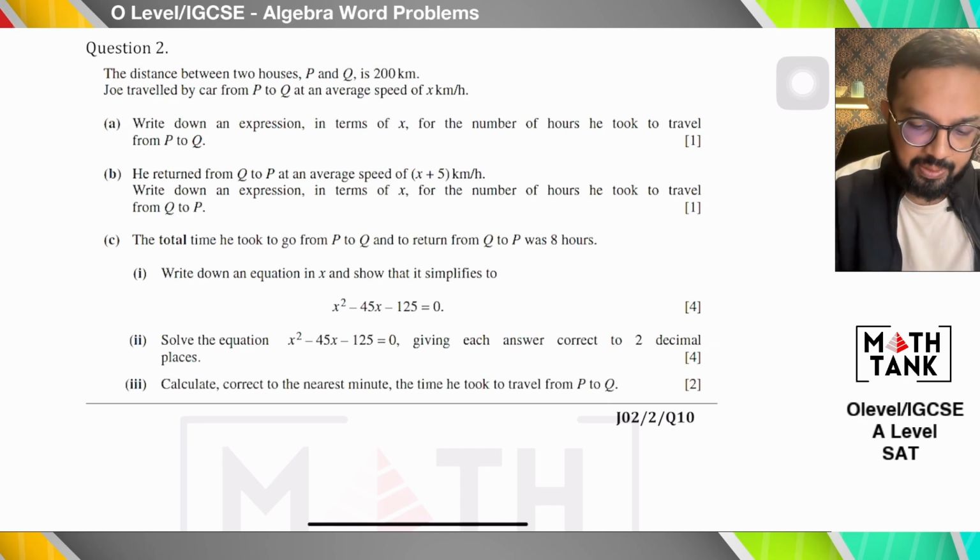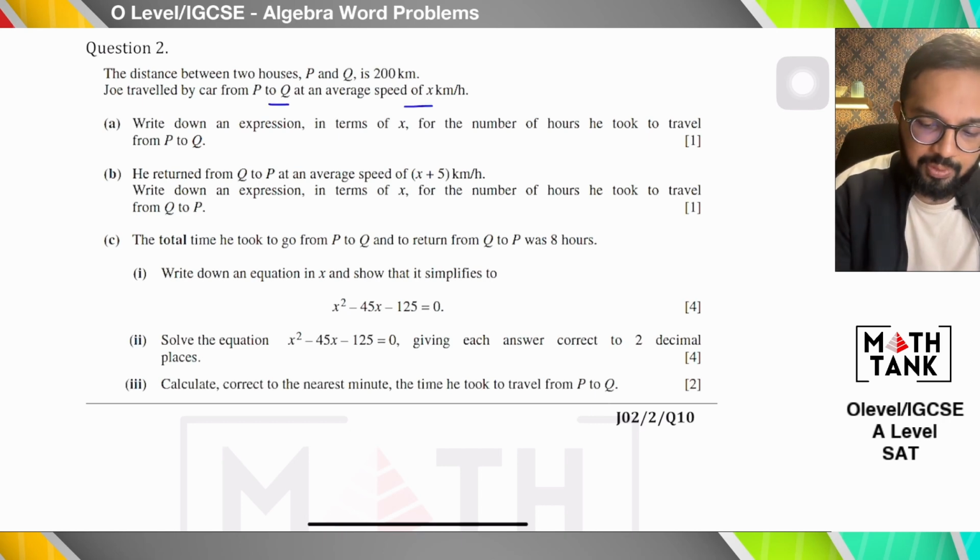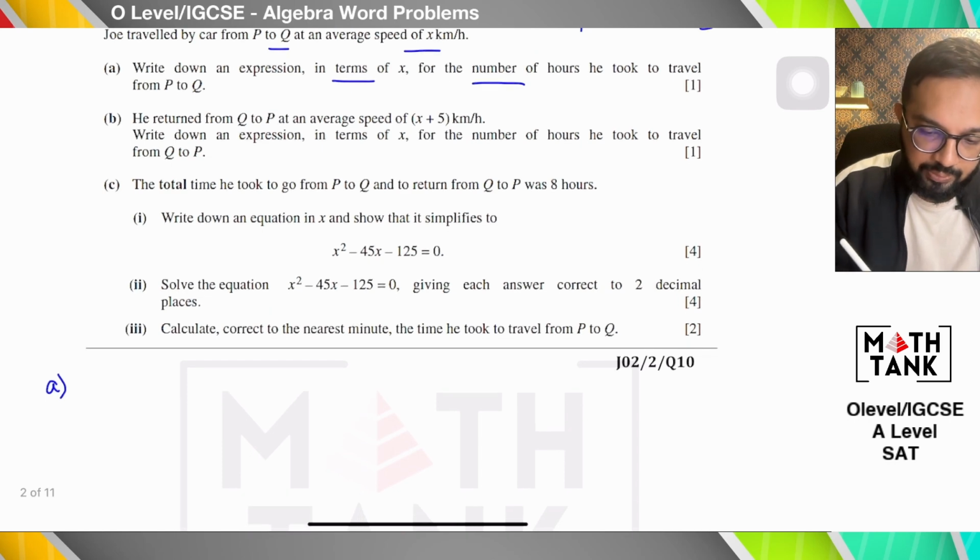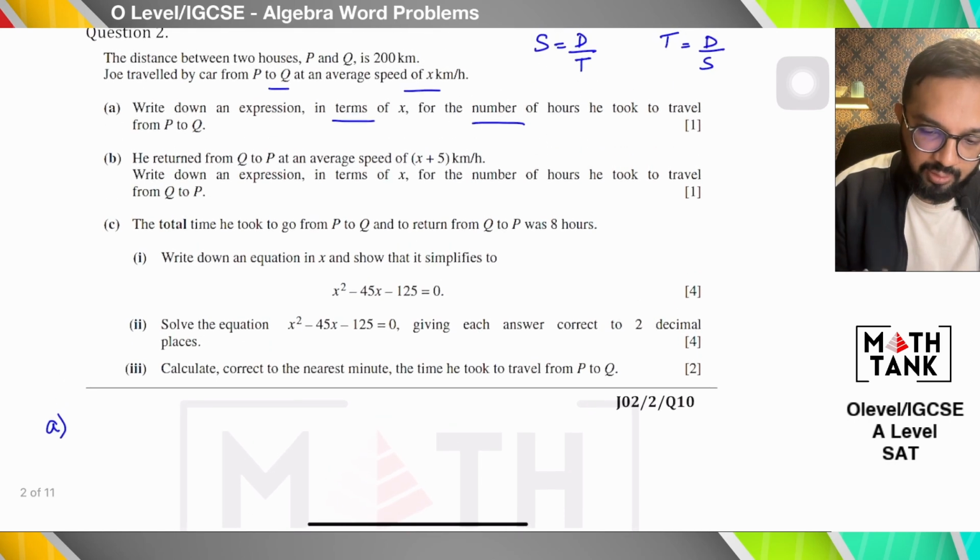It says the distance between two houses P and Q is 200 kilometers. Joe traveled by car from P to Q at an average speed of x kilometers per hour. Write down an expression in terms of x for the number of hours. So you know that speed is equal to distance over time. Time should be equal to distance over speed. I think that's relatively simple to write down.